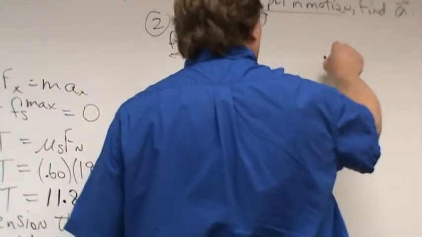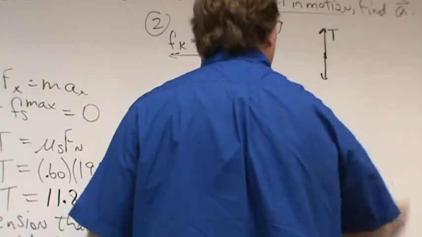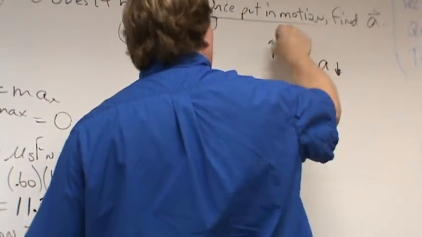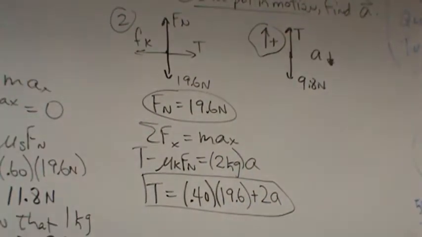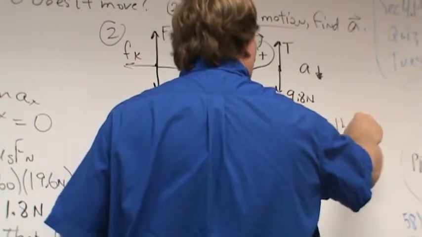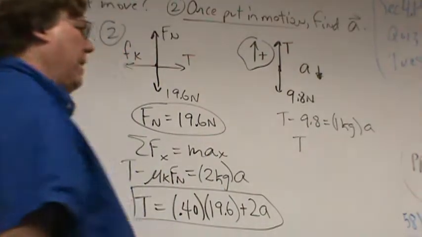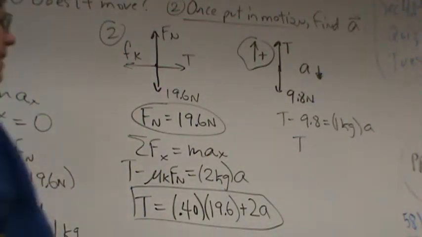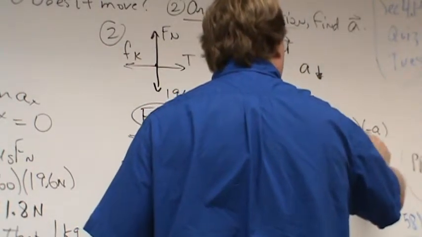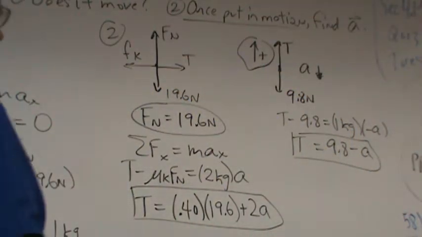Now I'm going to consider the 1 kilogram mass, which has tension up and mg down. This is 9.8 newtons. And this thing's accelerating downward, but we've defined up as positive. So for the 1 kilogram mass, I've got tension minus 9.8 equals 1 kilogram times A. And by the way, is that A or negative A? Yeah, negative A. So I get tension equals 9.8 minus A. Great. And now I can put those two things together.